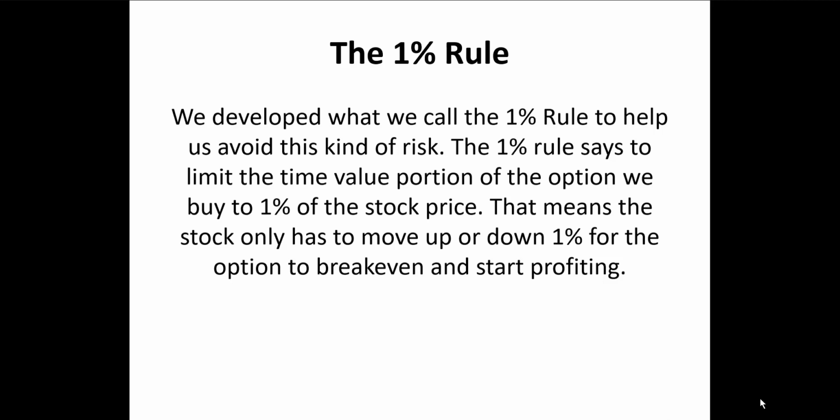We developed what we call the 1% rule to help us avoid this kind of risk. The 1% rule says to limit the time value portion of the option we buy to 1% of the stock price. That means the stock only has to move down 1% for the put option we purchase to break even and start profiting.